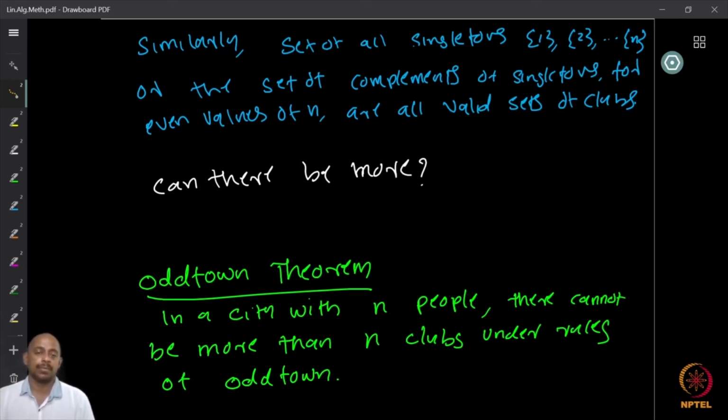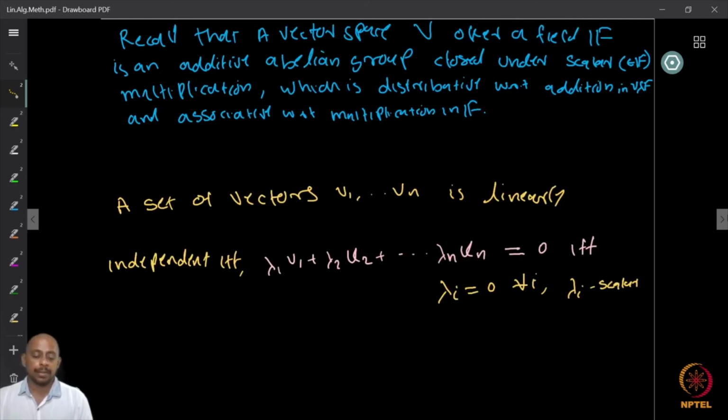If you can think about proving this yourself, spend some time on this. It's a nice question. So we want to prove that if the city has n people, then you cannot have more than n clubs if rules 1 and 2 of odd town are followed. Okay, so here is the proof. For that we will use some linear algebra.